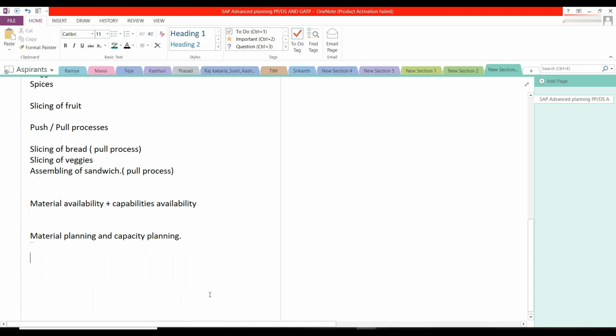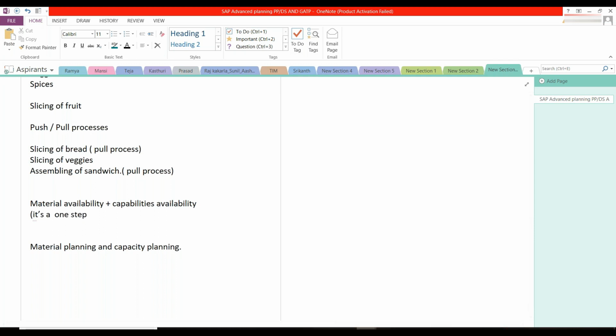I'm good. I just have one question on material availability and capacity planning. In production planning also we assess the capacities, right? When we create routings or work centers, we also put the constraints into them, right? So how does that differ here? I just want to understand a bit more.